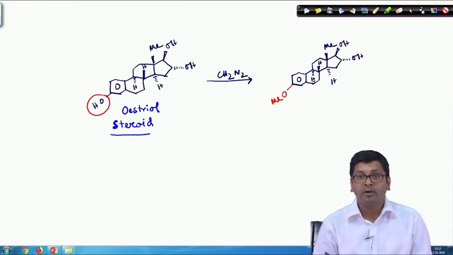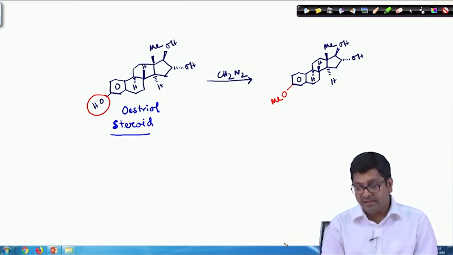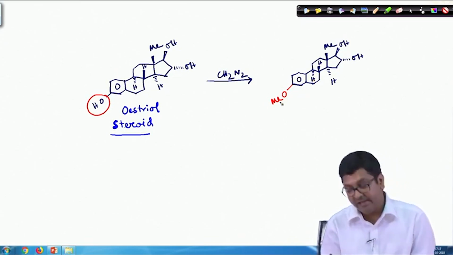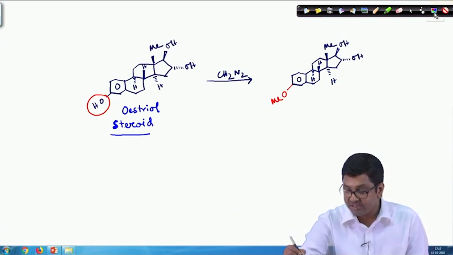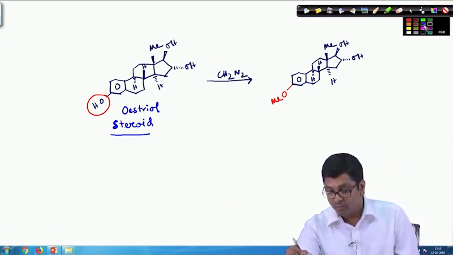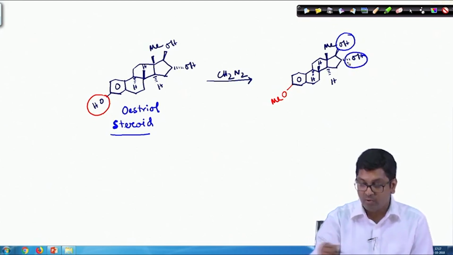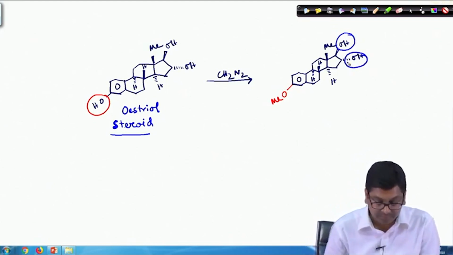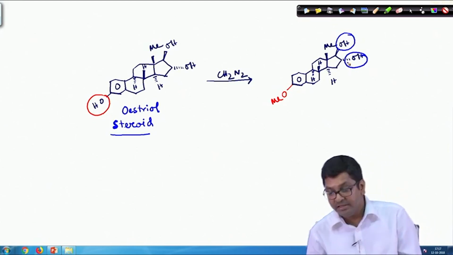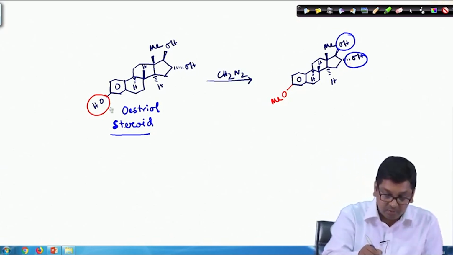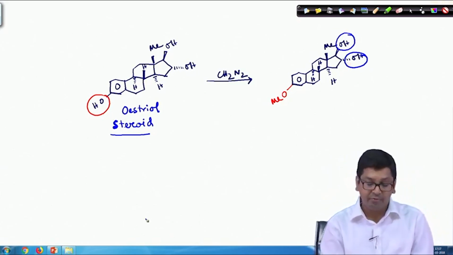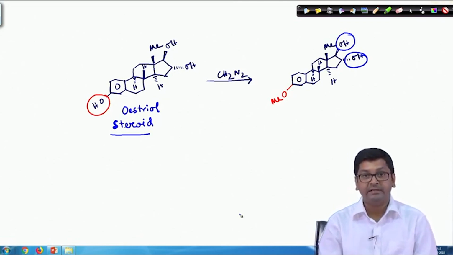Okay. So, what we will get? We will get the corresponding methyl ether, and here the interesting thing is that both of these hydroxy groups do not react, they remain intact. Okay. So, in this case only this particular hydroxy group will react and give the methyl ether.